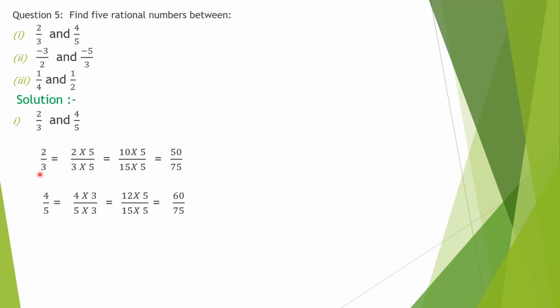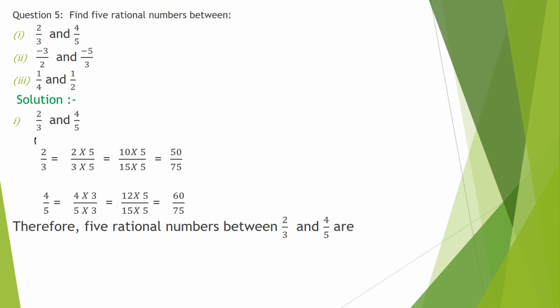We want the LCM to be 15, and we will write that here as well: LCM is equal to 15. LCM of the denominators would be 15. Till now, I don't think you have any problem. Now, when you take 2 by 3, you have to multiply the denominator 3 with 5 to make it 15. And when the denominator is 5, you multiply with 3 to make the denominator 15. So when you multiply the denominator, you have to multiply the same with the numerator.